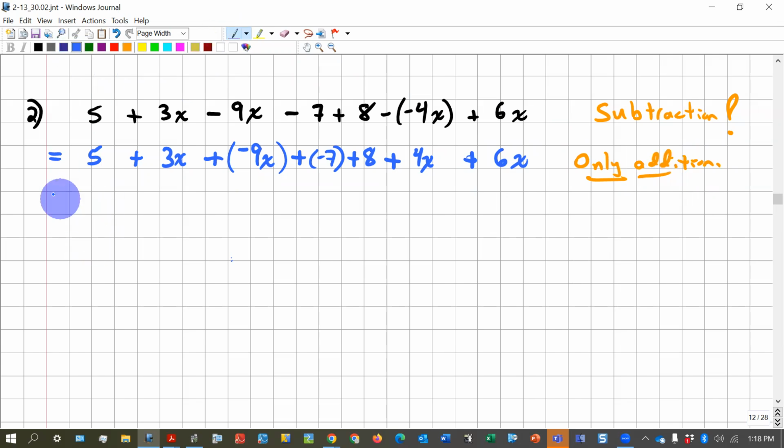So now we may change the order and change the grouping. I've got 4 different terms with x in them. Some of them have positive coefficients, but one of them has a negative coefficient. So I would probably put my 3x first, then my 4x, then my 6x, and then the negative 9x. So I put my positives first, then my negatives. And likewise for my numbers, I have a 5, an 8, and then a negative 7.